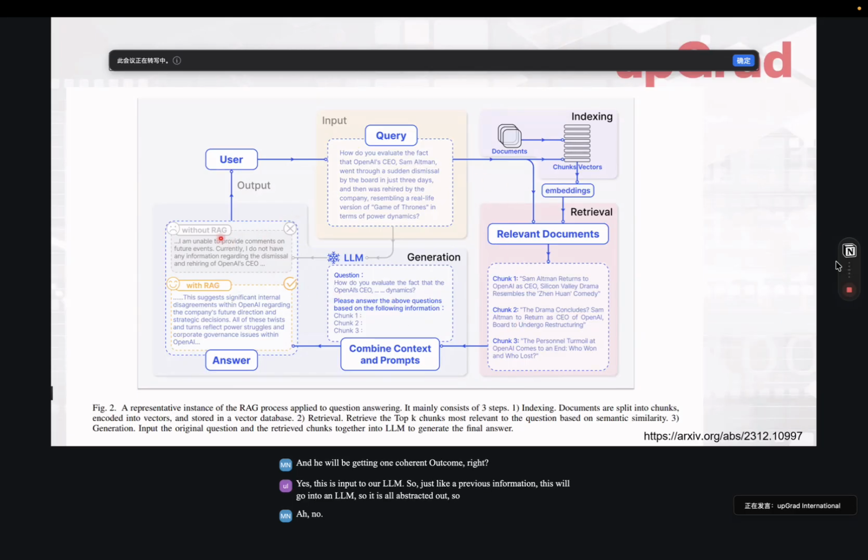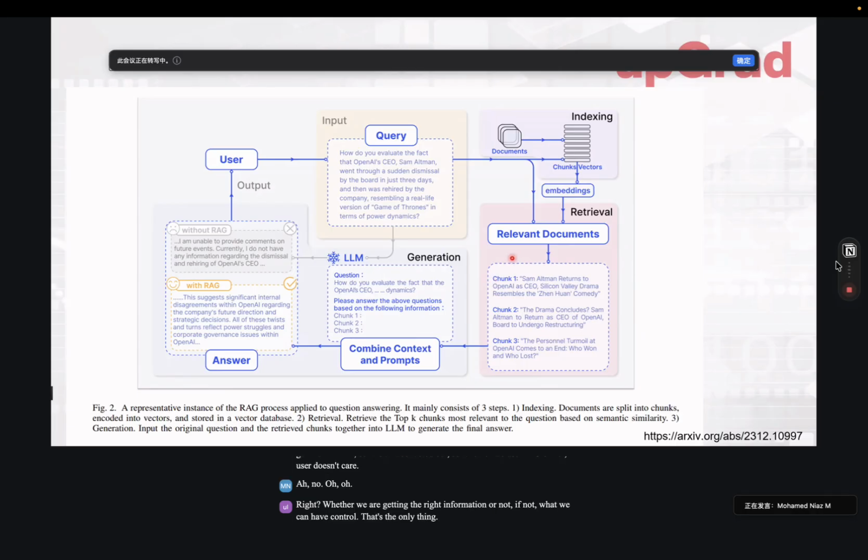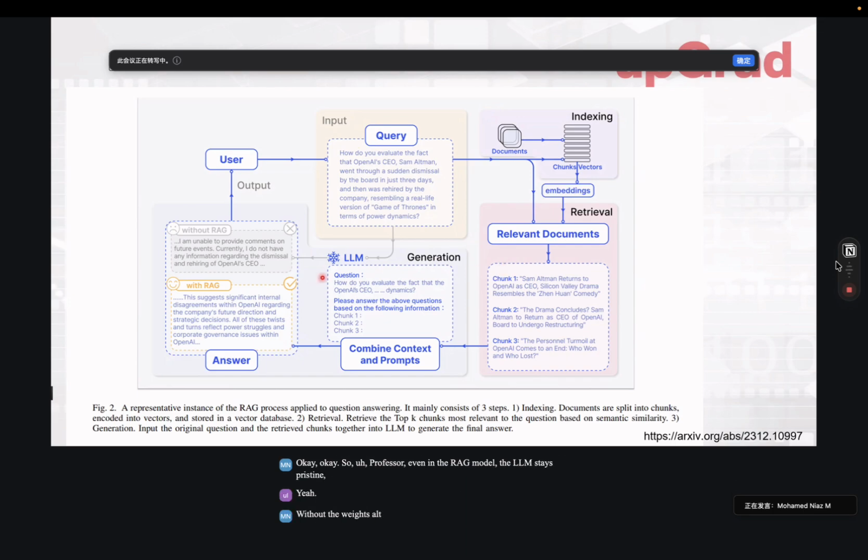Whether we use RAG or not, the user doesn't care, right? Whether we are getting the right information or not, if not, what we can have control over, that's the only thing. Okay. So, Professor, even in the RAG model, the LLM stays pristine without the weights altered, and only the external indexing and retrieval is added. Yes, that is the RAG part.